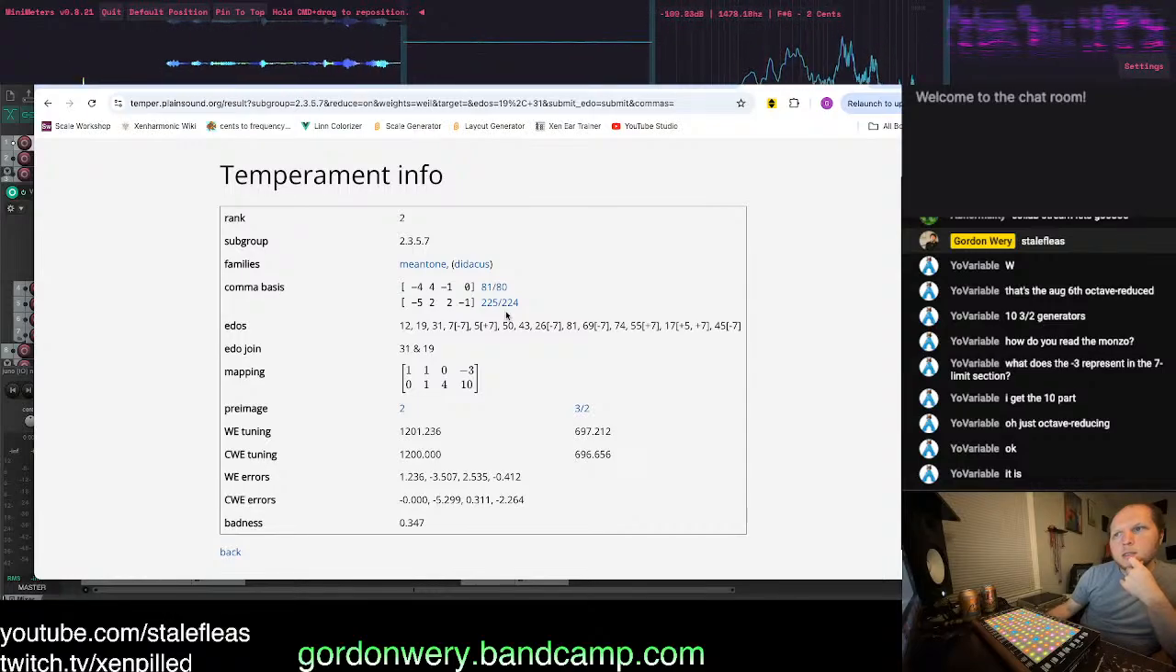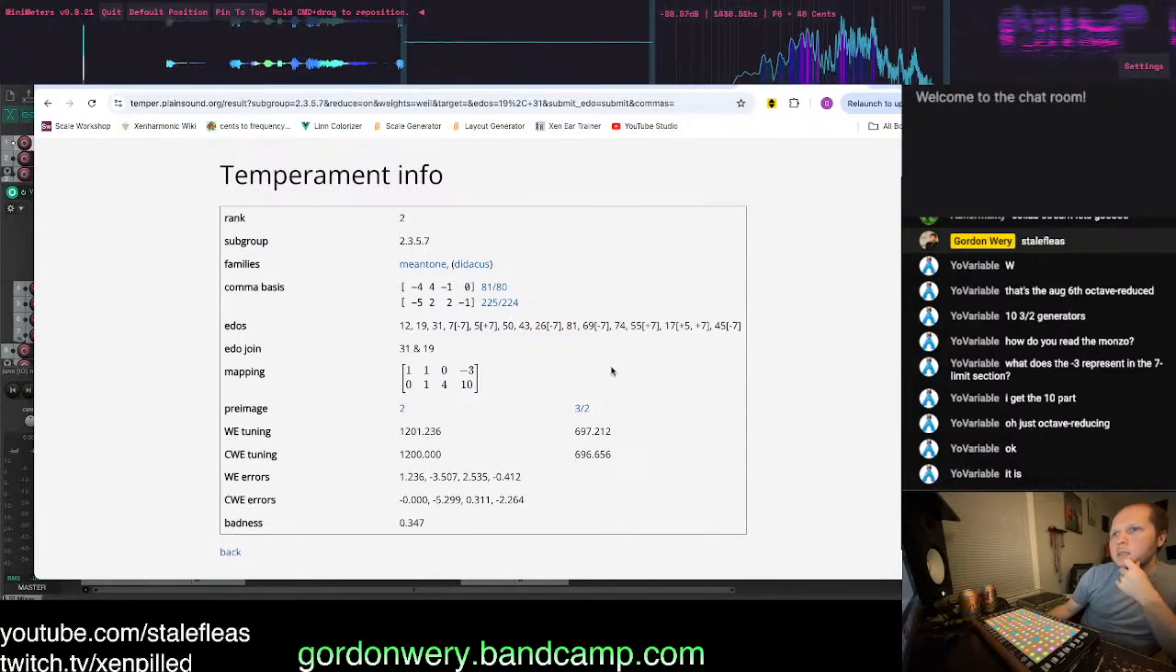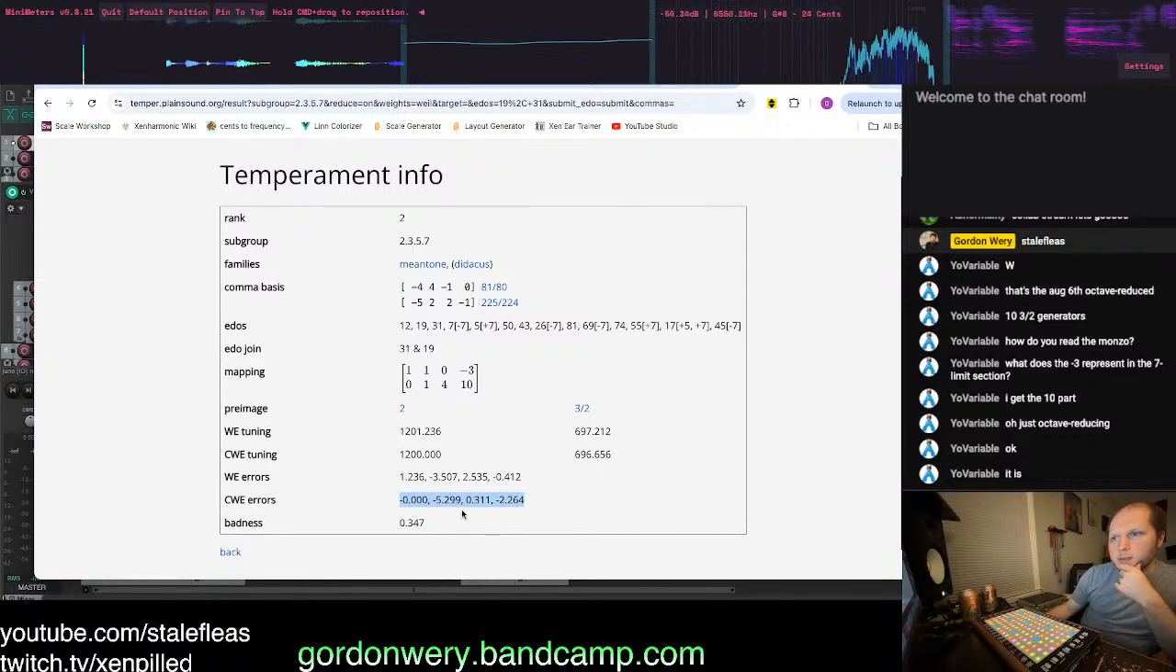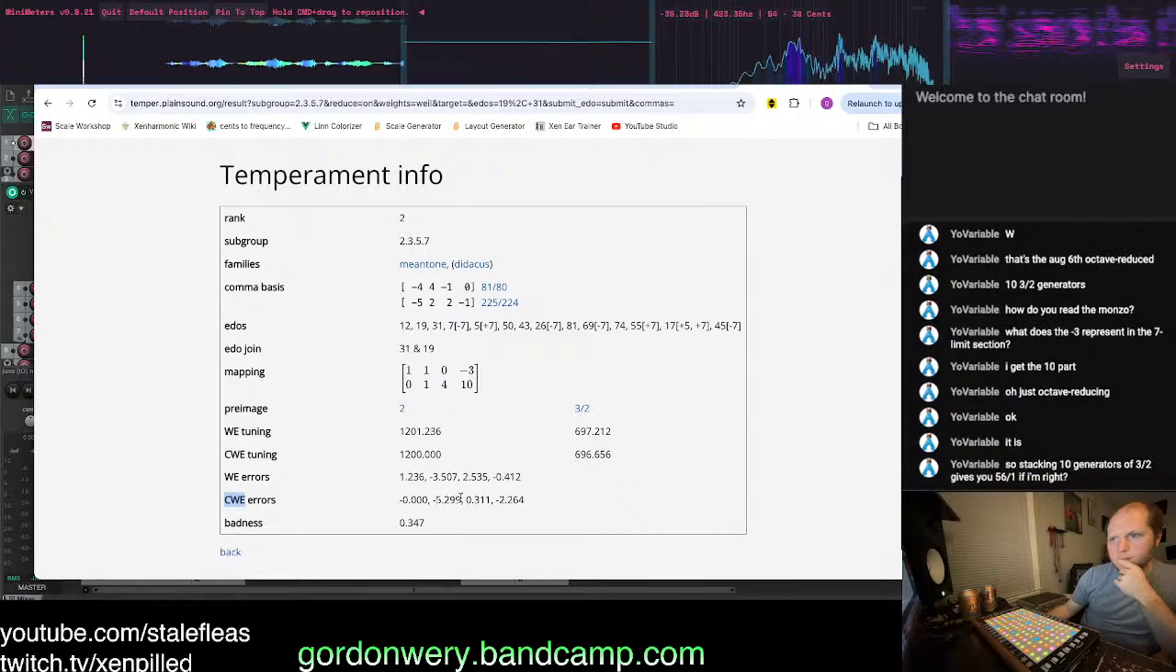You can see here, if you look at the errors down there, I think it would be the CWE errors. This shows you how off each of the primes are. With CWE, whenever stuff has a C in front of it, that just means that you're making sure the octaves are pure. So we can see we have no error on the octaves. Our octaves are exact.